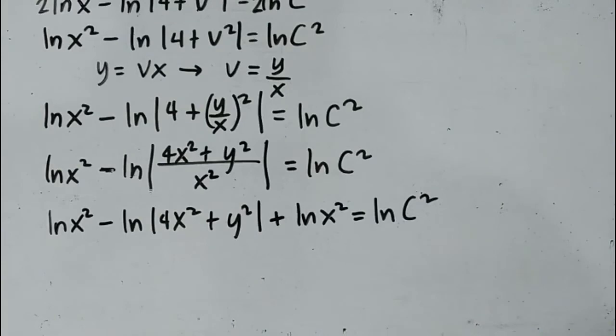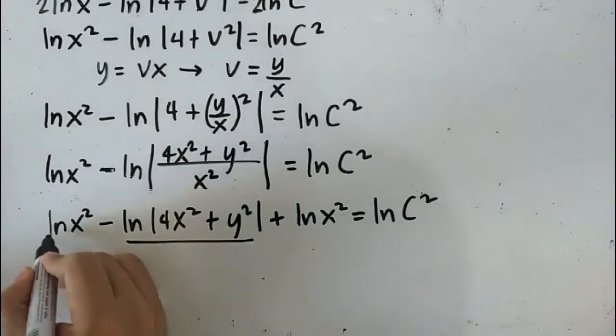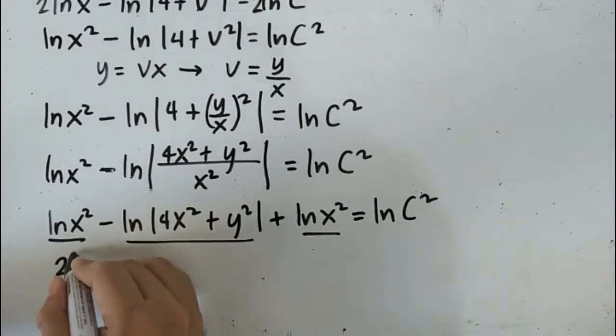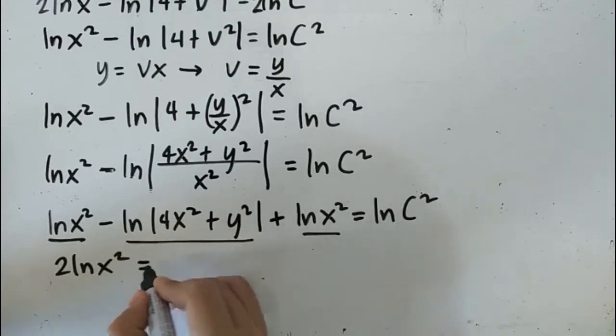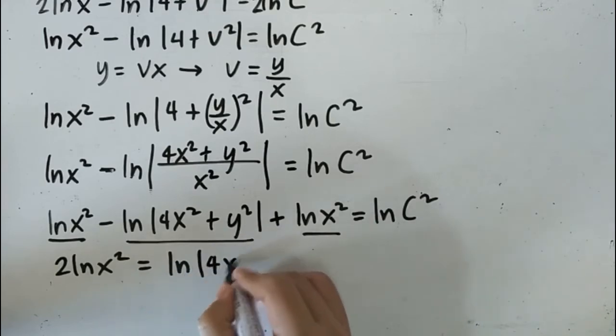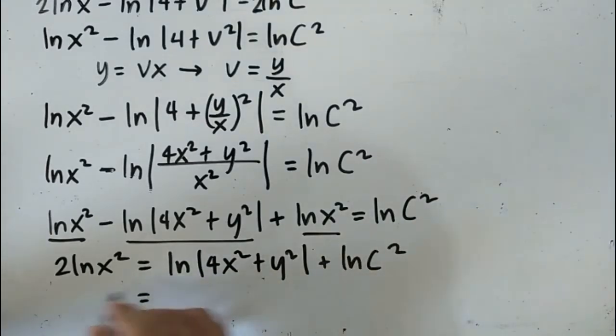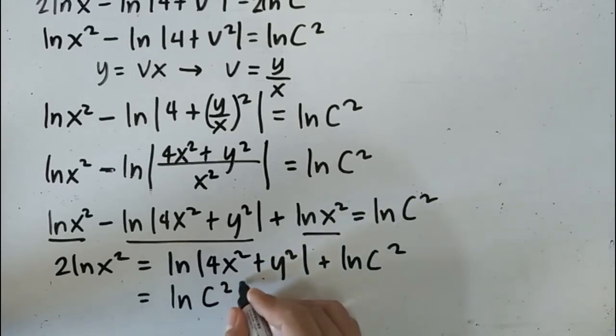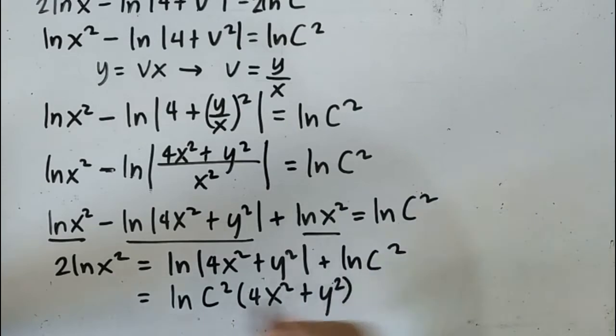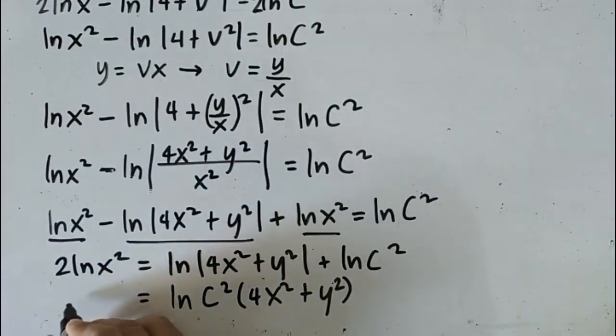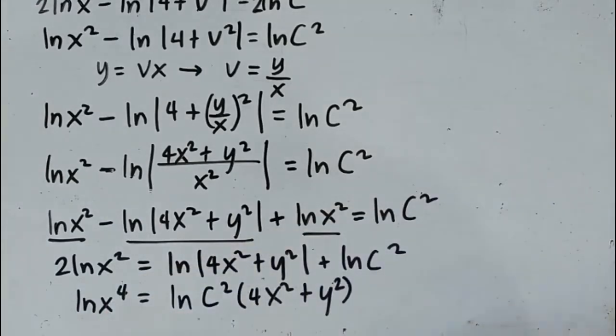And the next step is to transpose this to the other side, and ln of x squared plus ln of x squared is equal to 2 ln of x squared equals ln of 4x squared plus y squared plus ln of c squared is now equal to ln of c squared times 4x squared plus y squared. This is 2 ln of x squared, or simply equal to ln of x to the power of 4 by the principle of logarithm once again.